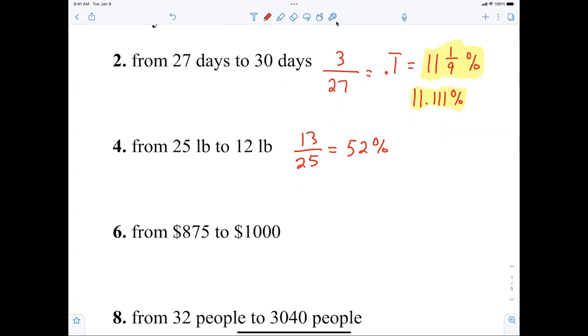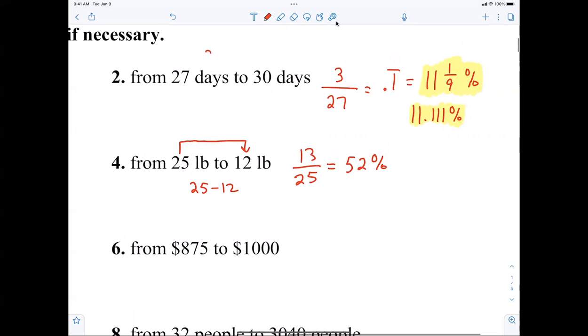Why is it 13 and not 12? Because it's the change. You went from 25 to 12. So it's always 25 minus 12. Just like over here, this was 30 minus 27. That's how I got this 3. That's what change means. You subtract them.